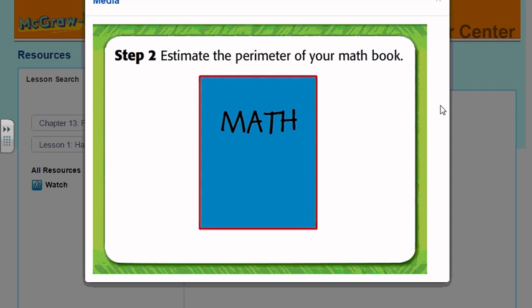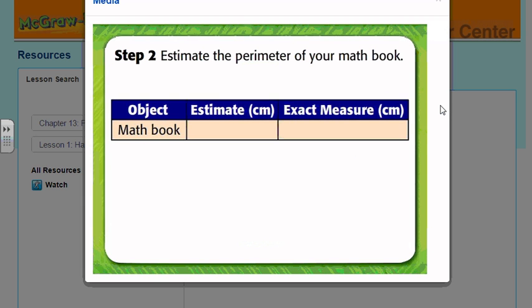The two shorter sides each look about 20 centimeters in length. The two longer sides each look about 30 centimeters in length. The total distance around the outside of the math book is about 20 centimeters plus 30 centimeters plus 20 centimeters plus 30 centimeters, or 100 centimeters. We'll estimate that the perimeter of the math book is about 100 centimeters.